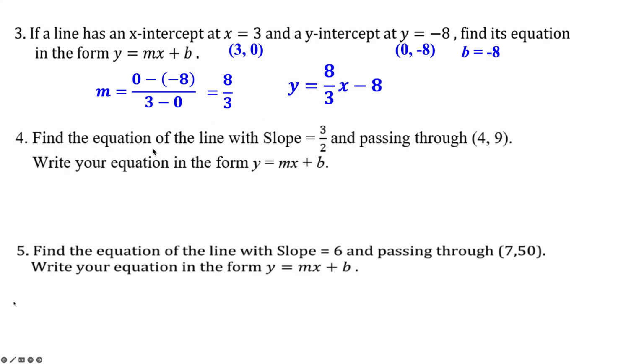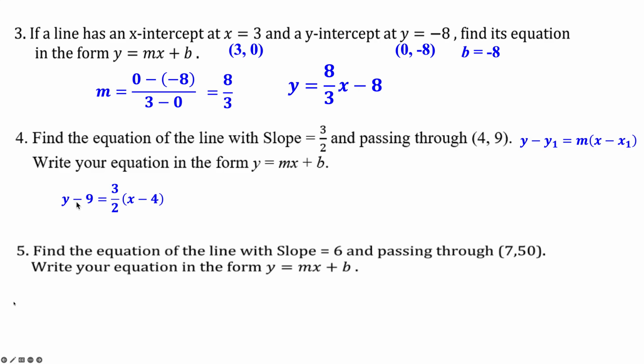All right, number 4, find the equation of a line with slope of 3/2 and passing through the point 4, 9. Okay, so there's no 0 here, so this is not a y-intercept. So this is going to need our point slope form of the equation, this equation right here. So we're going to substitute this into our equation right here. Our slope is 3/2, that's the m, so it's going to be y minus 9 equals 3/2 times x minus 4 on the inside.